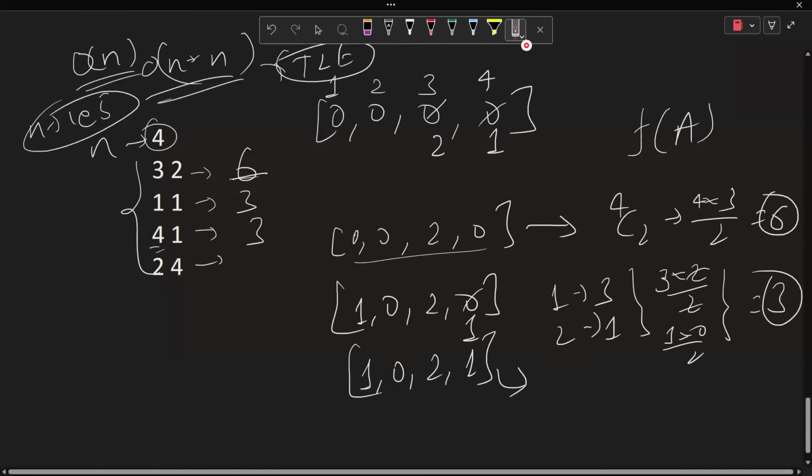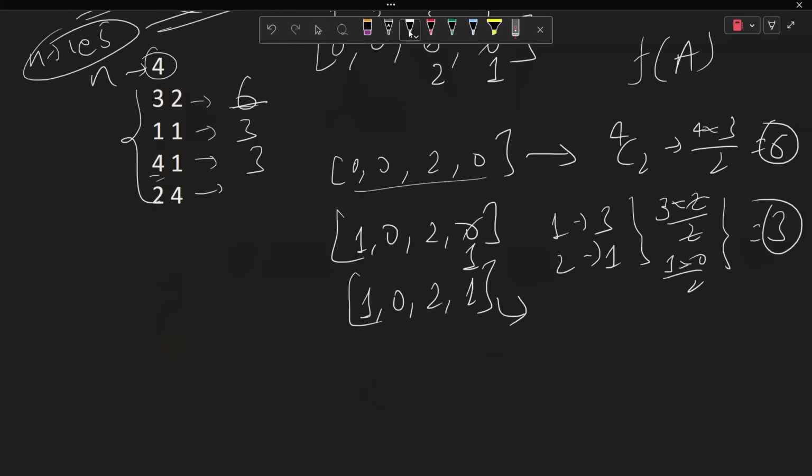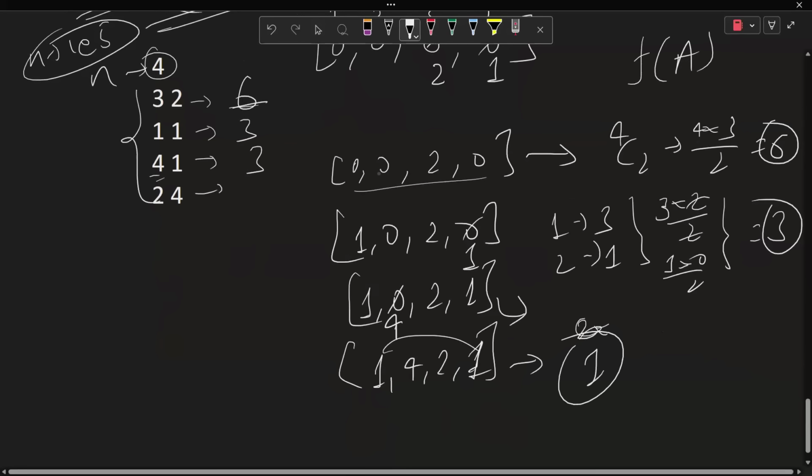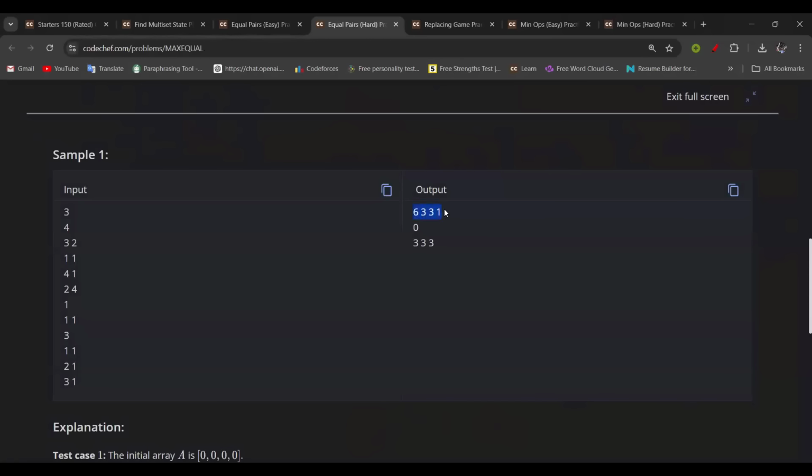Now you replace the index 2 with 4. Here your index 2 is replaced with 4. Your array is 1, 4, 2, 1. For this, there are no zeros. So your final answer is obviously whatever the frequencies are. 1 is occurring 2 times, so that would be just a single pair. So your answer is going to be 1 here. So 6331 is the answer for this test case. I think you can see 6331. So I hope the problem is clear.